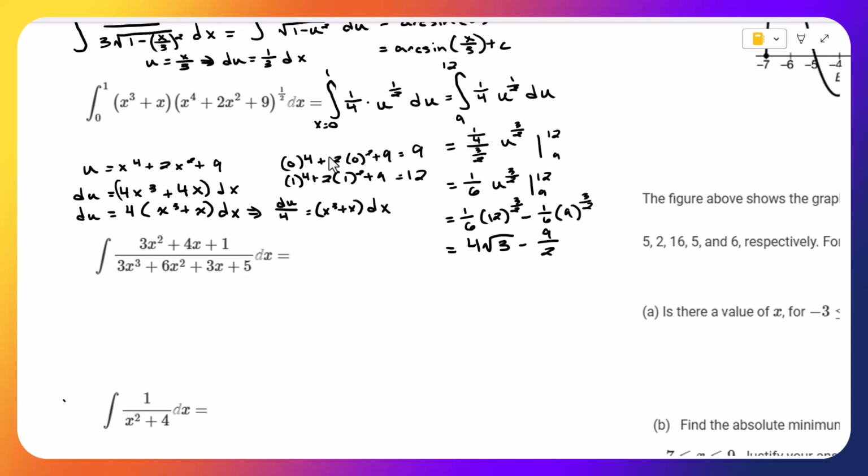And I found that my bounds of integration, by substituting in 0 and 1 to this function right here, we got 9 and 12. And then when I integrate, this is just our power rule, so I add 1. 1 plus 1/2 is 3 over 2, and divide by 3 over 2. And then that, when you simplify that, turns into 1 over 6. And then we're just using our fundamental theorem of calculus, so 1/6 times 12, our upper bound, to the 3/2, minus 1/6 times 9, our lower bound, to the 3/2.